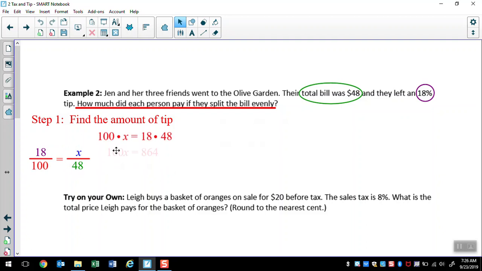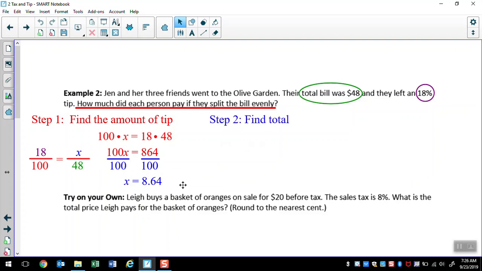And then when we do that, we end up with 100x times 864. We need to solve for x, so we're going to divide both sides by 100. And we end up getting x equals 8.64, or in this case, since it's the amount of tip, $8.64.